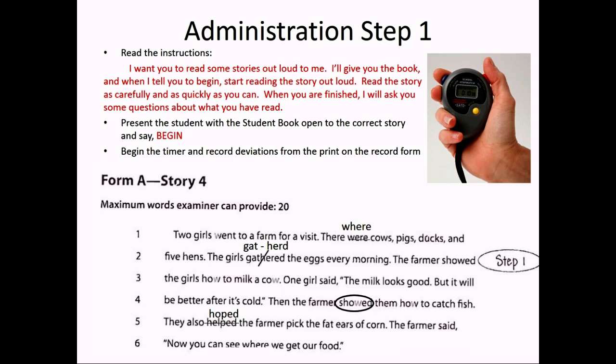"The farmer showed the girls how to milk a cow. One girl said the milk looks good, but it will be better after it's cold. Then the farmer..." and the child completely omitted that word, so you circle the word because the child skipped it. "Then the farmer, them how to catch fish." The child said "hoped" instead of "helped," so you cross out the word "helped" and write the word "hoped." "The farmer picked the fat ears of corn." These are called miscues, and you're marking the miscues.